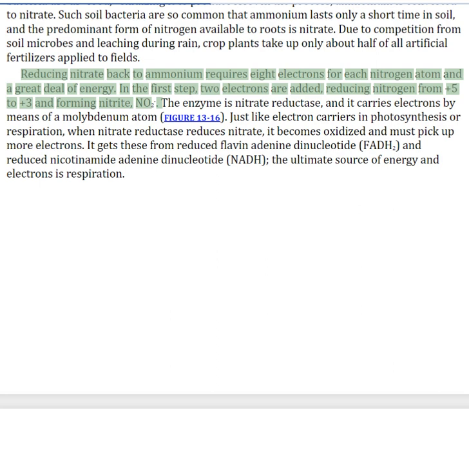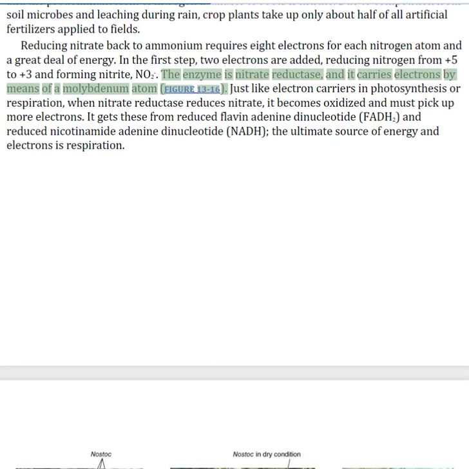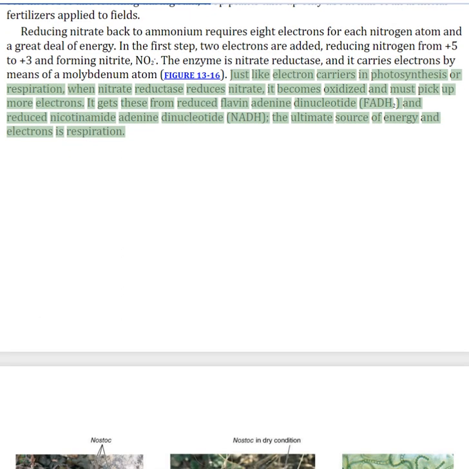In the first step, 2 electrons are added, reducing nitrogen from +5 to +3 and forming nitrite, NO2-. The enzyme is nitrate reductase, and it carries electrons by means of a molybdenum atom. Just like electron carriers in photosynthesis or respiration, when nitrate reductase reduces nitrate, it becomes oxidized and must pick up more electrons.